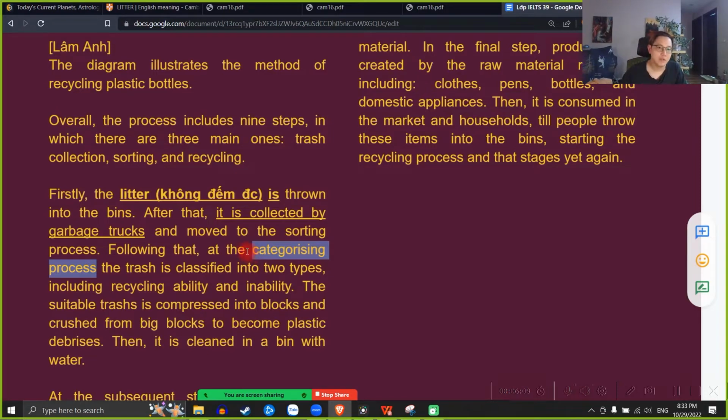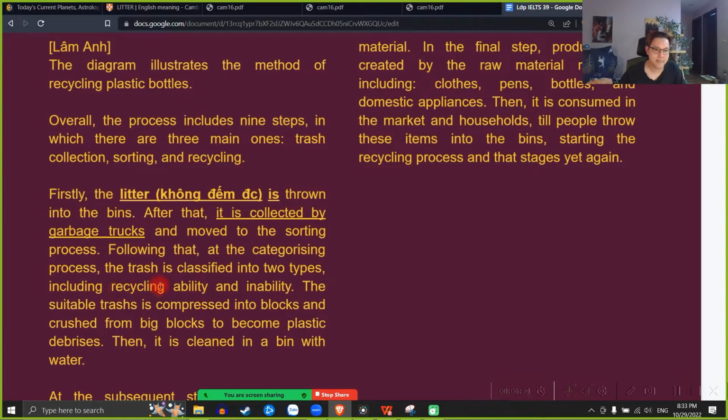Okay. At the categorizing process, the trash is classified into two types. Nhớ phải này. Including recycling ability and inability. Bao gồm là có thể tái chế được và có thể không thể tái chế được. Rác thì nó phải được tái chế nha. Trash must be recycled, so you have to use passive form.